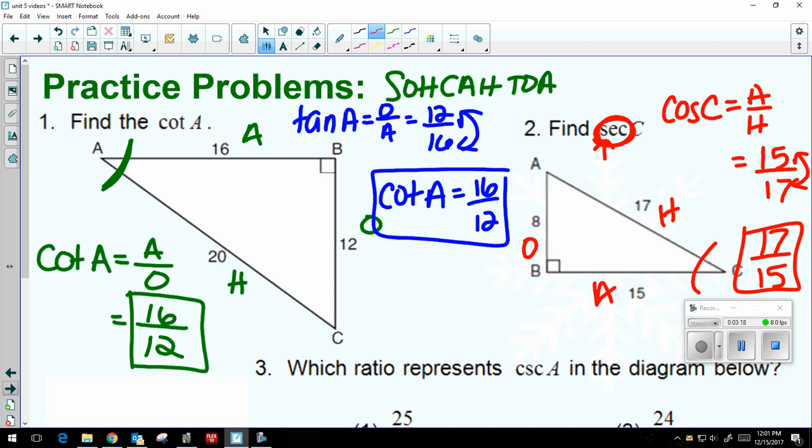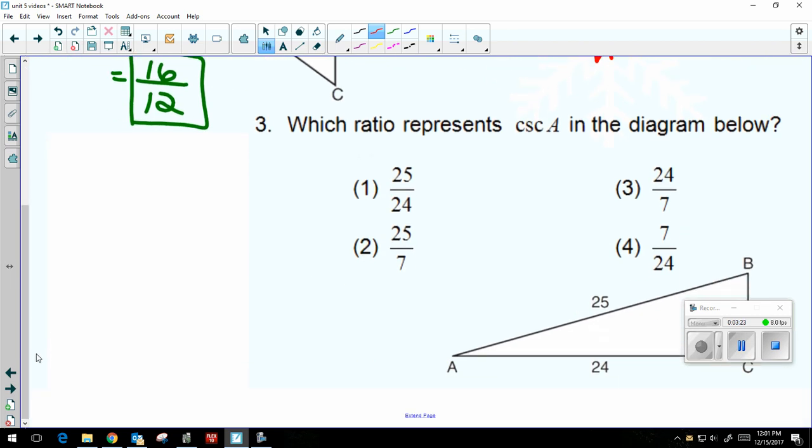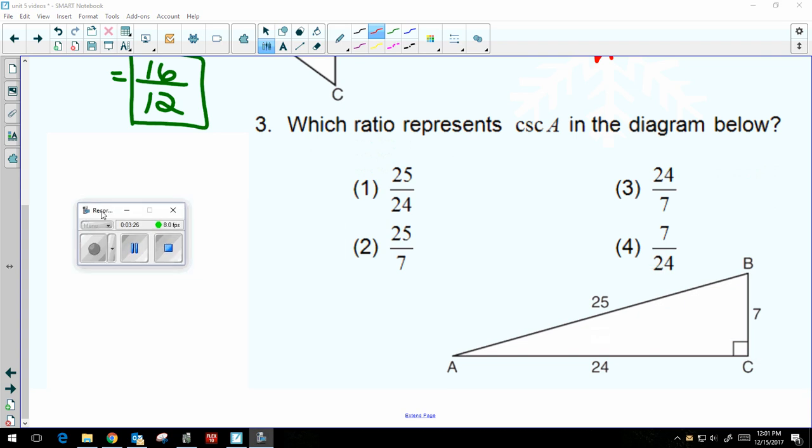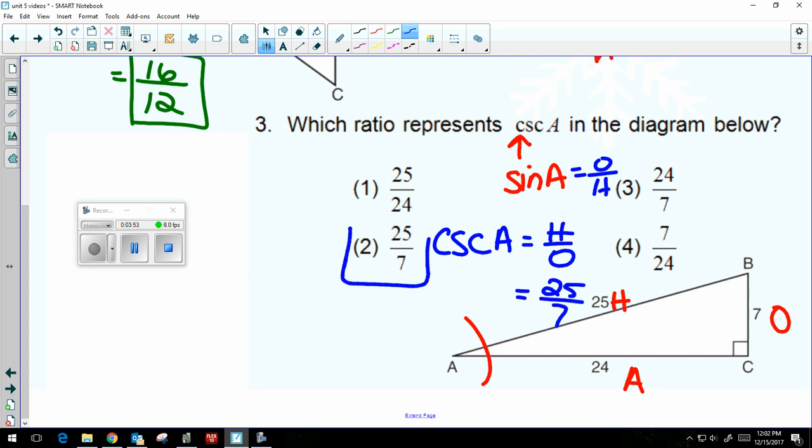And then lastly, number 3, which ratio represents cosecant A? So cosecant A, it has a C, that means that it goes with sine. Here's A, I'm going to label my triangle. Opposite, adjacent, and hypotenuse. So sine is O over H, so that means that cosecant is H over O. So cosecant is 25 over 7. Choice 2.